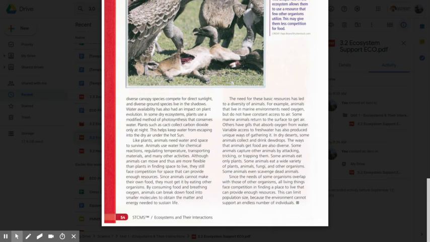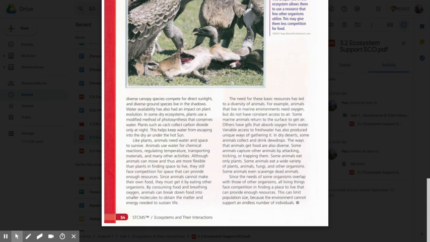Since animals cannot make their own food, they must get it by eating other organisms. By consuming food and breathing oxygen, animals can break down food into smaller molecules to obtain the matter and energy needed to sustain life. The need for these basic resources has led to a diversity of animals.